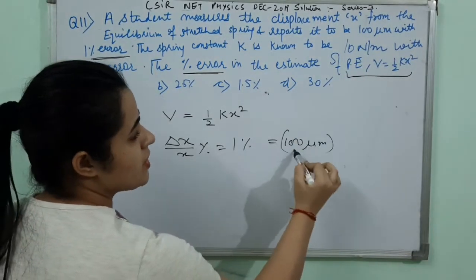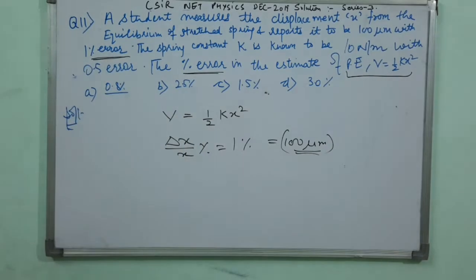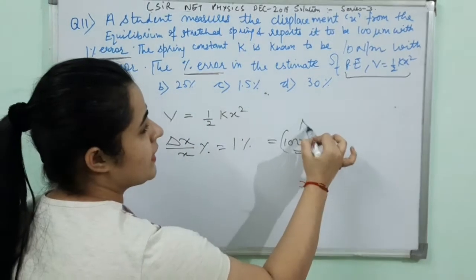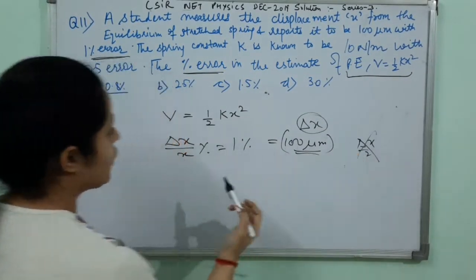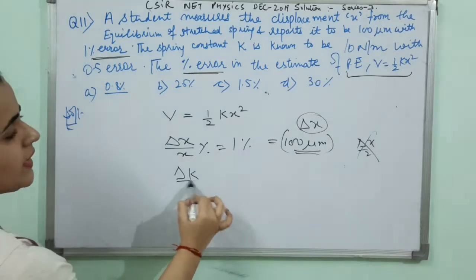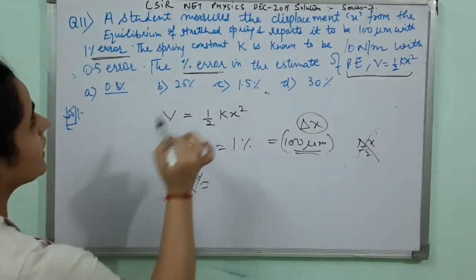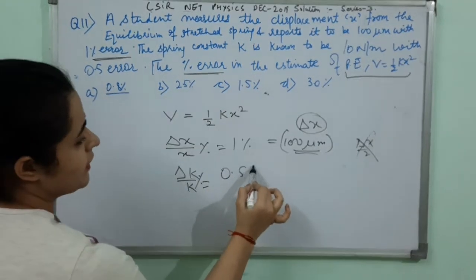It's just the value of the student's displacement of the spring, that much is its value. That is, it will be the value of delta x, not delta x by x. Okay, so similarly delta k by k is given in the question with percentage error 0.5%.